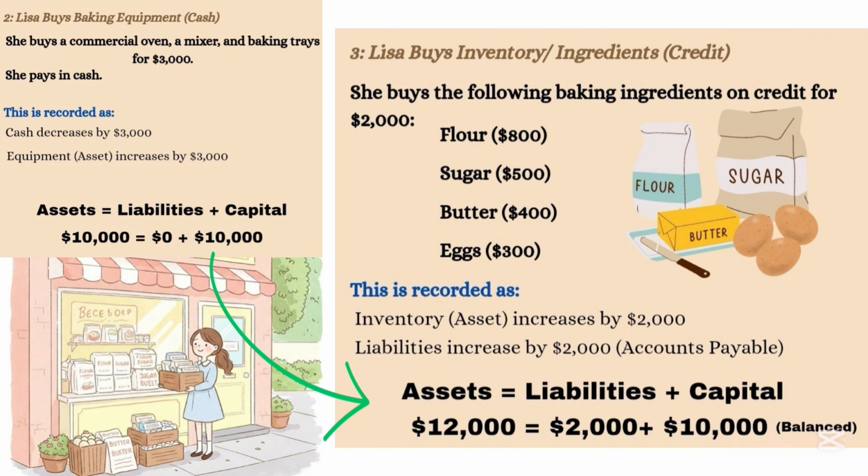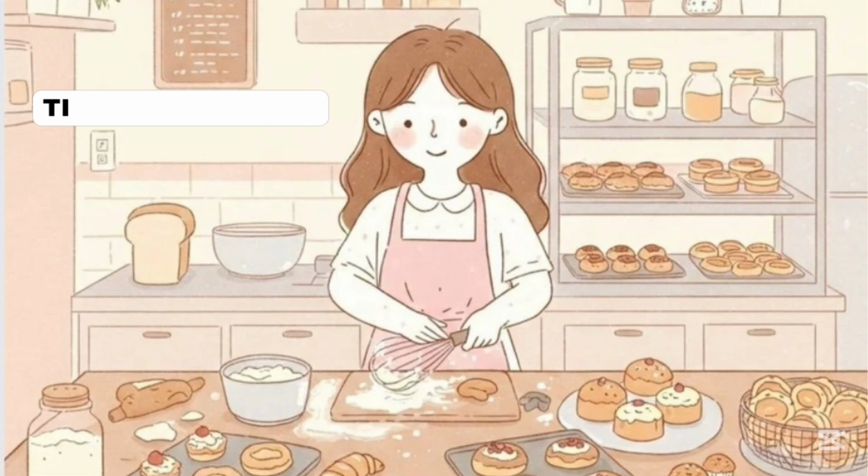So the key lesson is buying on credit increases both assets and liabilities by the same amount. The amount she owes is recorded as accounts payable, and the supplier she owes is called a creditor. Capital stays the same in this case.